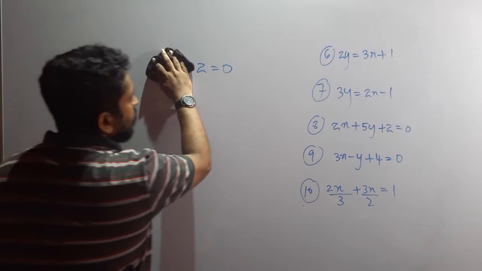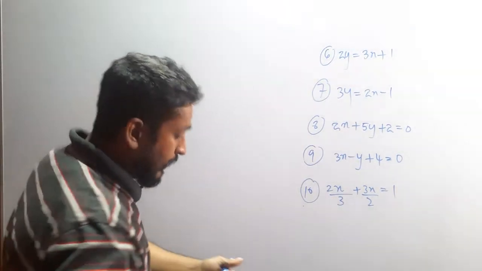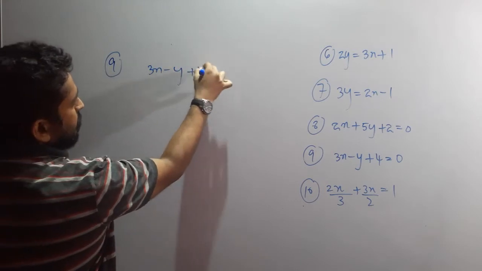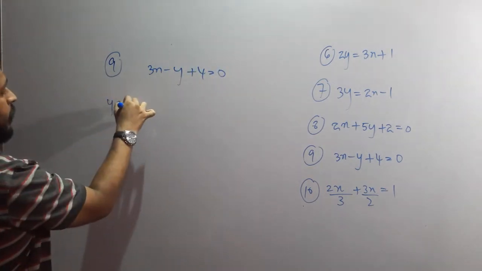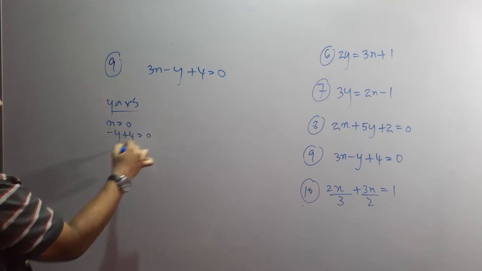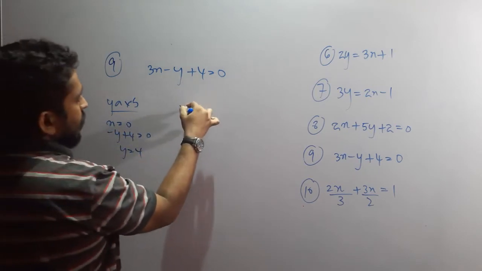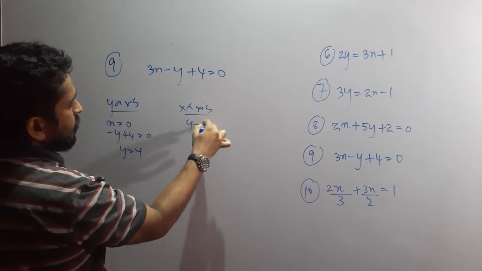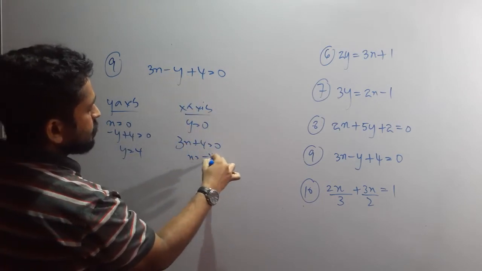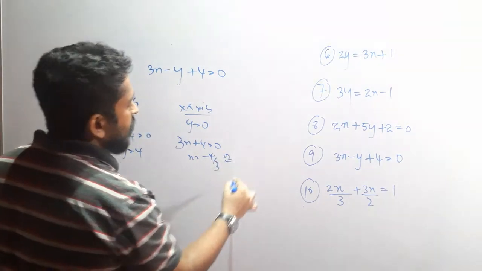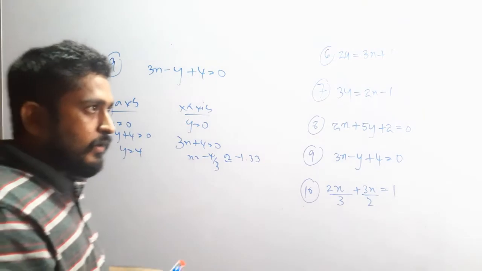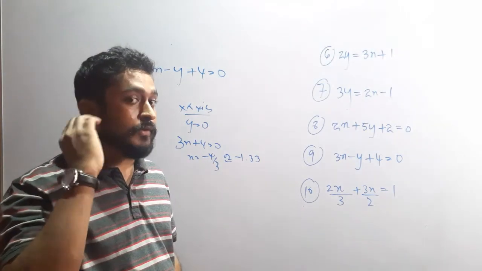This is 8. Then I am going to do the 9 and 10. 9, 10: 3x minus y plus 4 equals 0. Starting point of y-axis, x equals 0: minus y plus 4 equals 0, y equals 4. Starting point of x-axis, y equals 0: 3x plus 4 equals 0, x equals minus 4 by 3, approximately minus 1.33. Done. Now by your mind, by thinking, have the scale of unit.